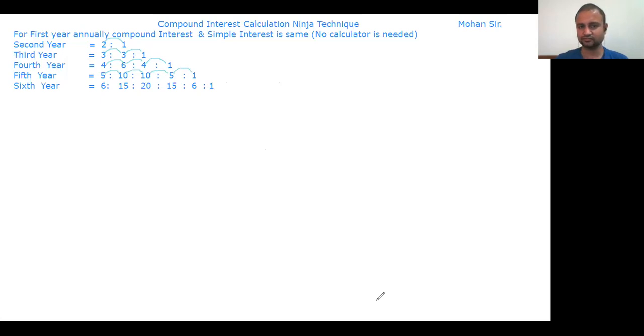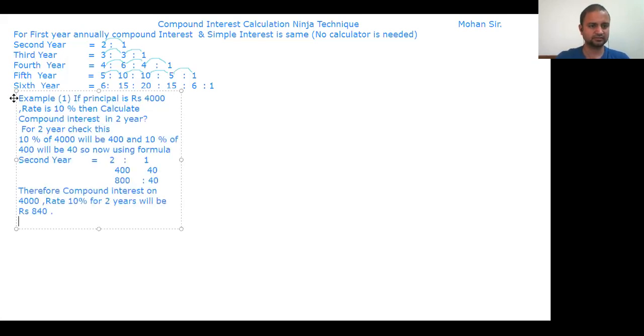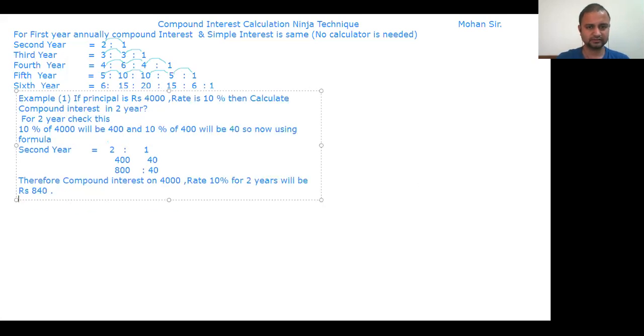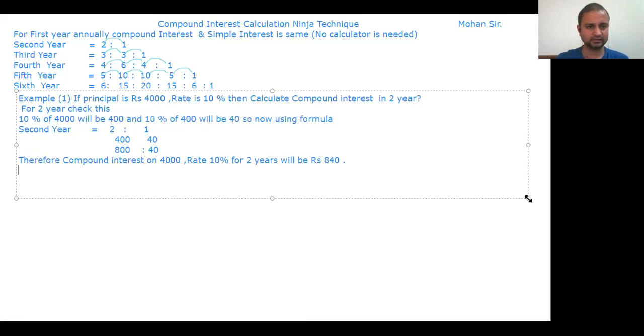The principal is 4,000 and the rate is 10%. For the first time we are checking, so we can use 2 years only. See, the question is now here. Here I have written the question.